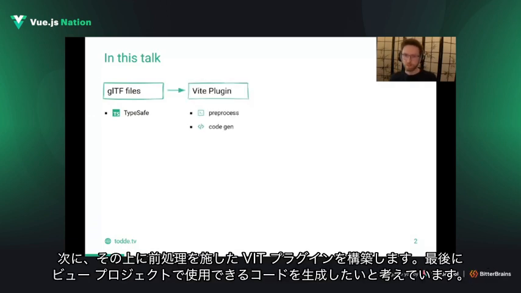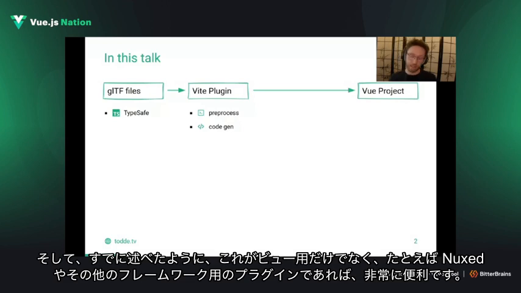Then we want to build a Vite plugin on top of it with pre-processing. We want to generate some code that we can then use in our Vue project at the end. And like already said, it would be very cool if it's a plugin not only for Vue, but also for maybe other frameworks that are out, for example, Next or all the others that there are.